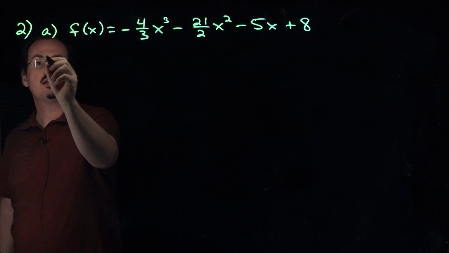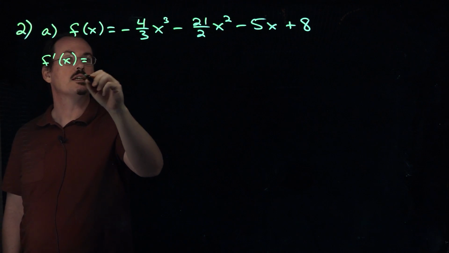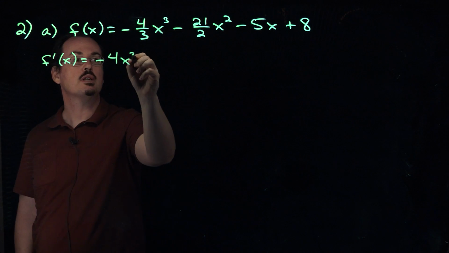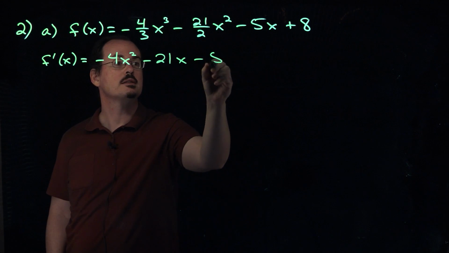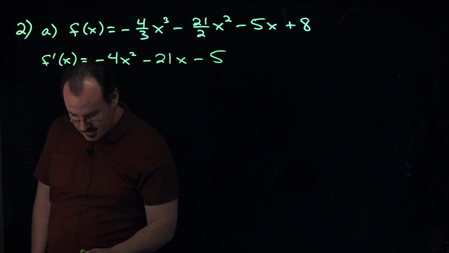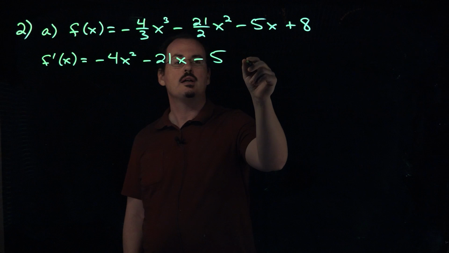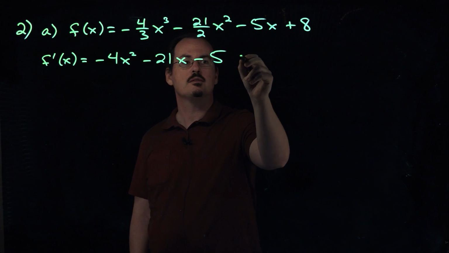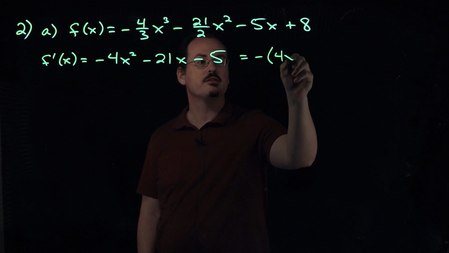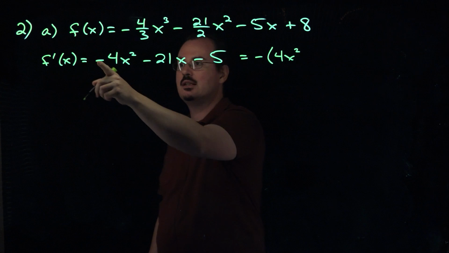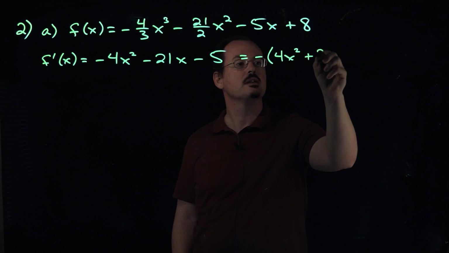So step 1, find the critical numbers. That requires the derivative. The derivative of this is negative 4x squared minus 21x minus 5. Then we need to set this equal to 0. But let's go ahead and factor out a negative first. Factoring out a negative usually makes it easier to factor, especially if the leading term is negative. If you factor a negative out, all of these become positive.